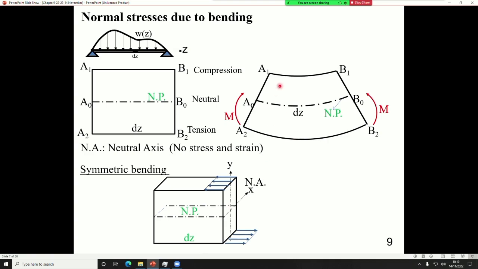So if the top layer is subject to compression and the bottom layer is subject to tension, in theories of bending, there is no force applied in the z direction. So the resultant of forces in the top layer and the bottom layer must be equal to zero. We can conclude that the neutral axis must pass through the center of gravity of the section. The resultant forces of the two must be equal because we have no forces applied in the z direction of the beam based on the theories of bending. Therefore, the neutral axis must pass through the center of gravity of this section.